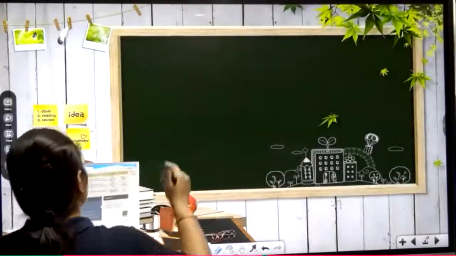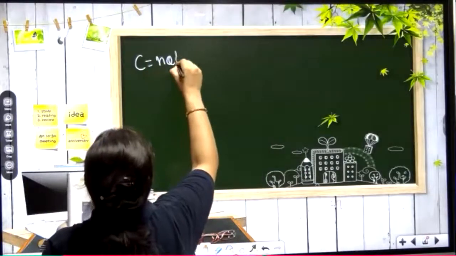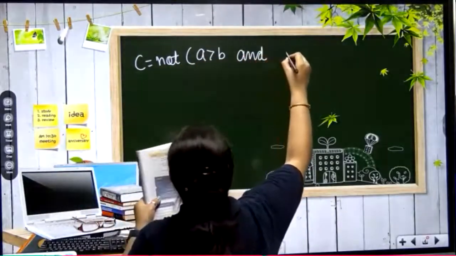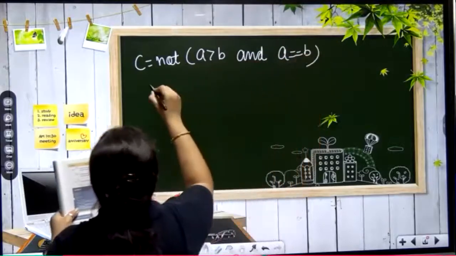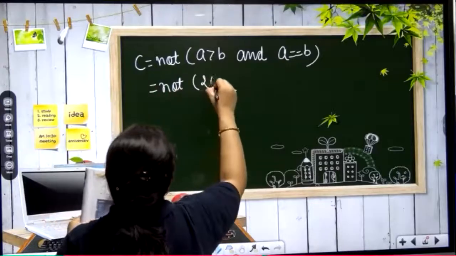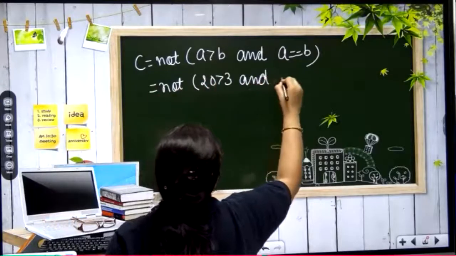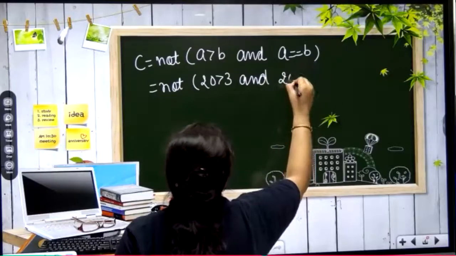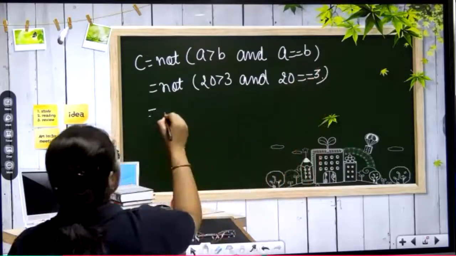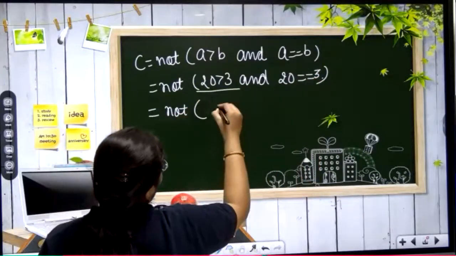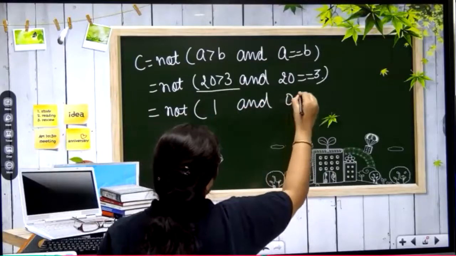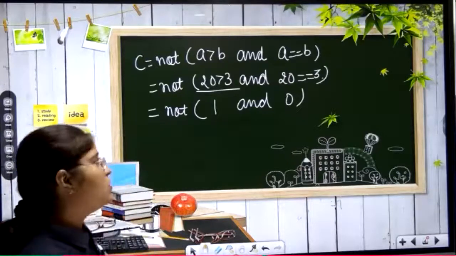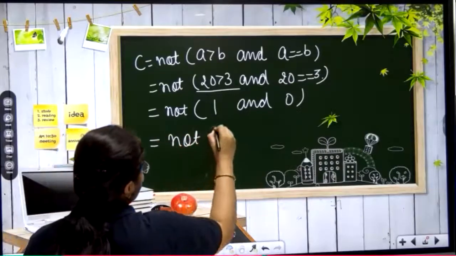So the next condition we have in the program is C is equal to not A greater than B and A equal to B. So the same condition we have here also. 20 greater than 3 and 20 equal to 3. So in this condition, this will be 1 and this will be 0. But in case of the AND operator, if any of the results is 0, the output will be 0 only. So here we will get 0.